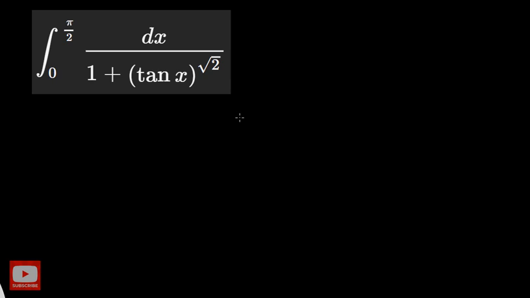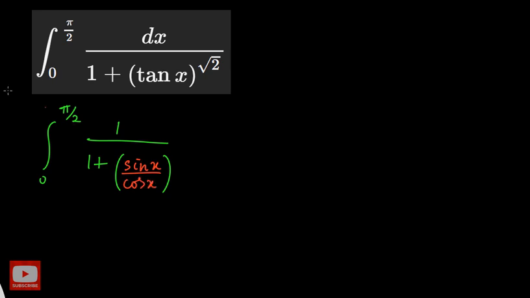So what is the technique that we are going to use? Now, first of all, I will write this as it is, 0 to pi by 2. So we are going to integrate this function, that is 1 over 1 plus tan x, right? So 1 plus tan x. Now tan x can be written as sin x over cos x, right? So I will write tan x as sin x over cos x. And we are going to raise this to the power root 2, and I will write dx over here.